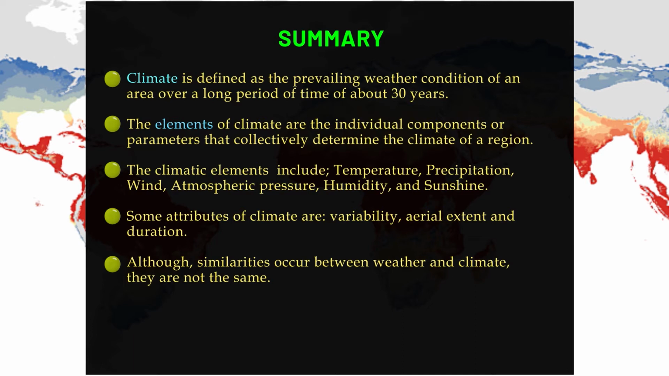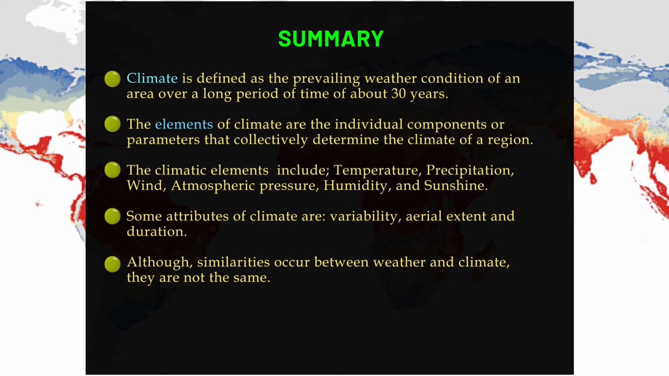Moving on, we looked at the climatic elements, and they include temperature, precipitation, wind, atmospheric pressure, humidity, and sunshine. We also saw some attributes of climate, which include variability, areal extent, and duration. Lastly, we saw some similarities between weather and climate, and we concluded that although they are similar, they are not the same.